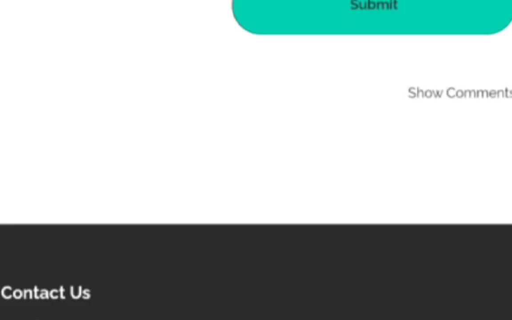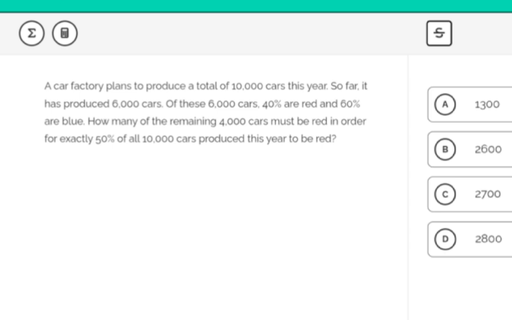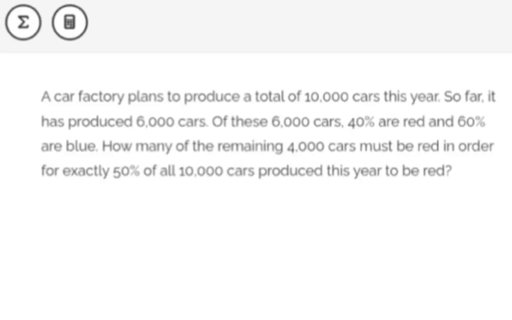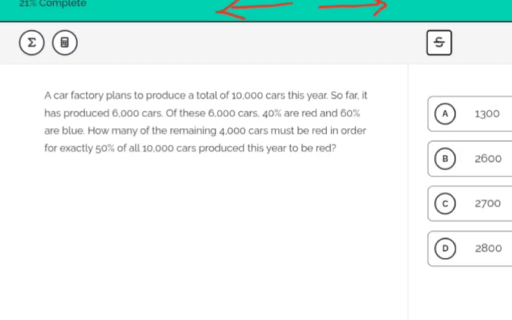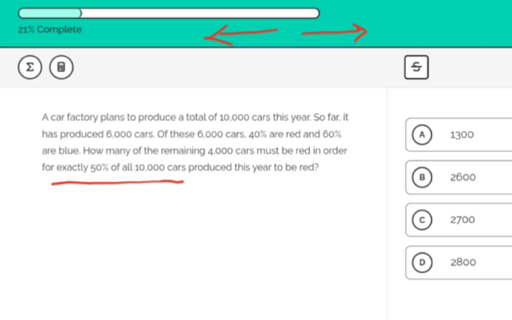See, like the SAT, this is also an adaptive platform. Here also, if you could solve the previous question, then the next question might be a little bit on the difficult side. The question is: a car factory produces 10,000 cars this year. So far, it has produced 6,000 cars, and out of this, 40% are red and 60% are blue. How many of the remaining 4,000 cars must be red in order for exactly 50% of all 10,000 cars produced this year to be red?